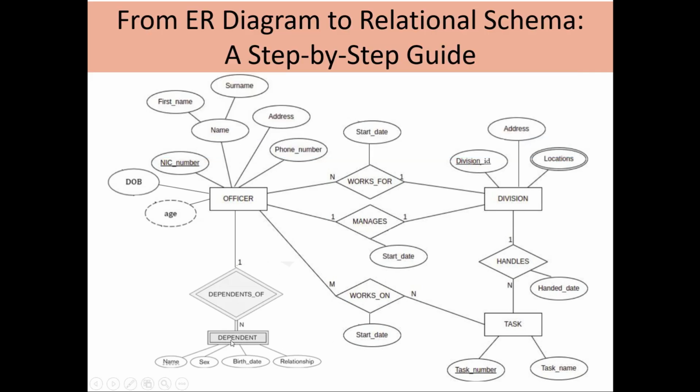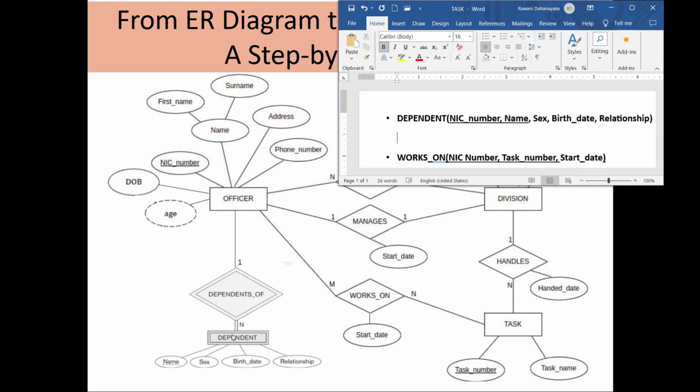Last one, mapping this weak entity. Here this weak entity is in a one-to-many relationship. So when we write the relational schema, we should take the strong entity's primary key together with the weak entity's partial key as a composite key in the weak entity's relational schema. Here, dependent is this weak entity's name, with NIC number and name. NIC number is the officer entity's primary key and name is the weak entity's partial key. Here I have underlined NIC number and name. The sex attribute, birth date and relation attributes are also included here.